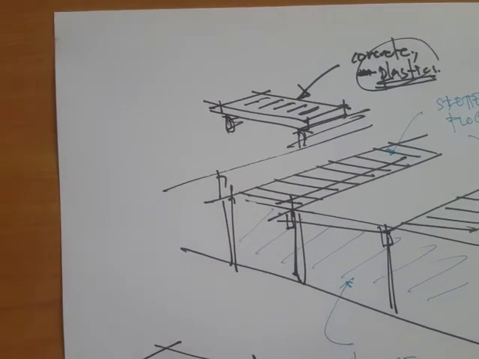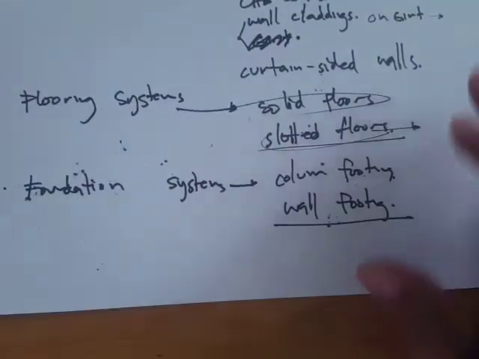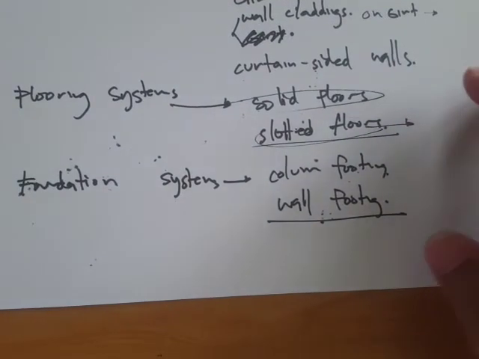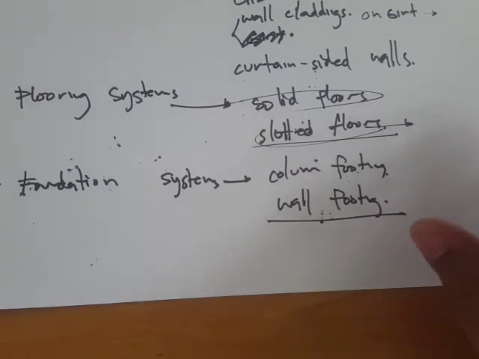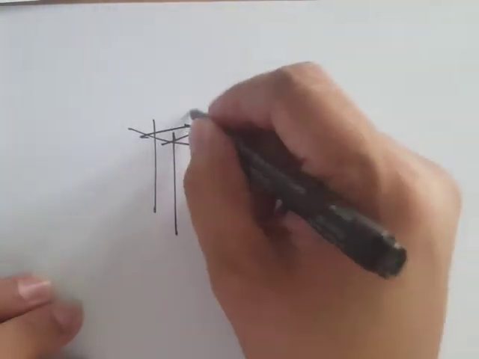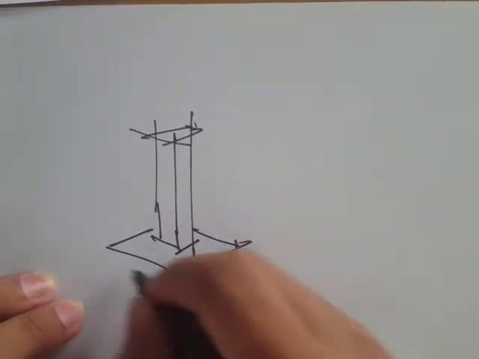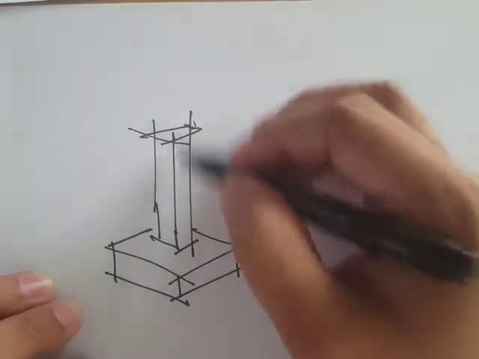Okay, so now let's move on to the foundation systems. So the foundation systems basically comprise the footings, and then the tie beams that hold the columns together. Okay, so for the foundation, for example, we have this column. Then, of course, the rest of the structure at the end of this column would be the footing.